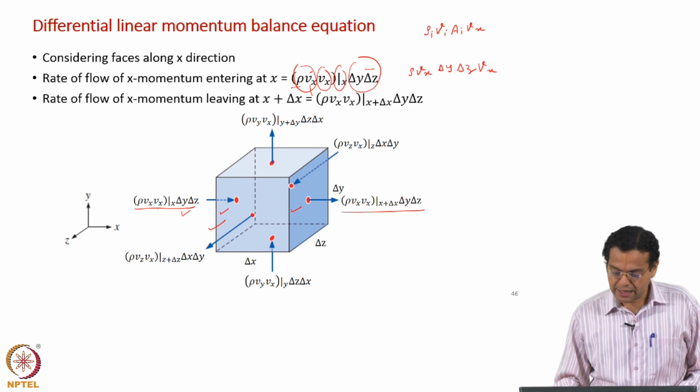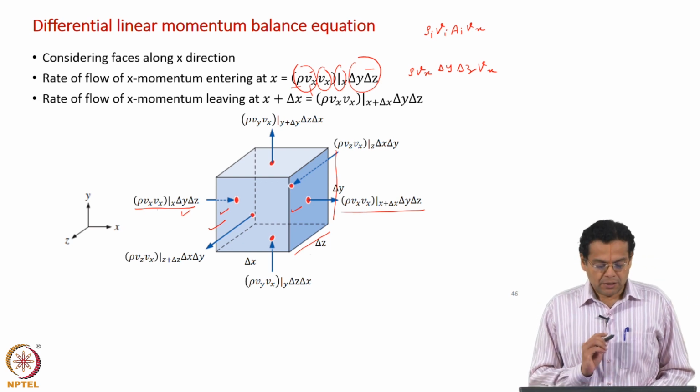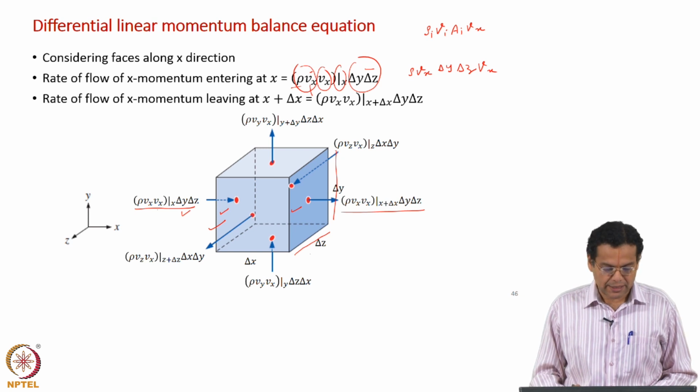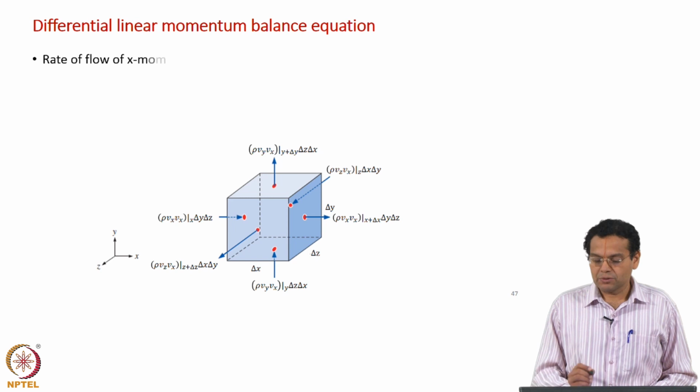Just to repeat, area of this phase is, this is delta z, this is delta y. So, area is delta y into delta z. Once you are done for x direction, we will analogously do for the y direction. I like to repeat for y and z directions to understand that better.